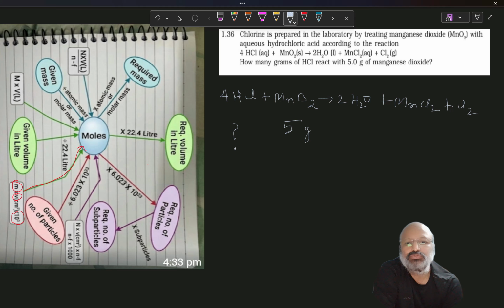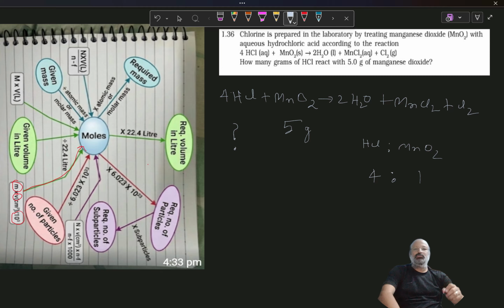So now again, what we'll try to understand is that HCl and MnO2 bear the molar ratio 4 is to 1. So if I can calculate the number of moles of MnO2, then HCl also can be calculated very easily by comparing that, whatever I have written down.